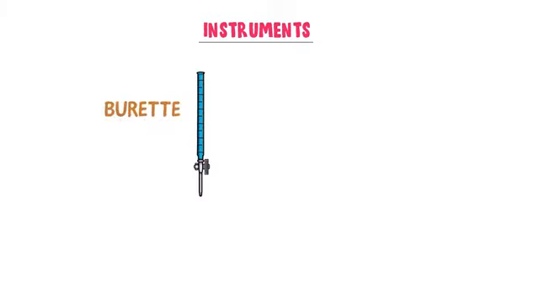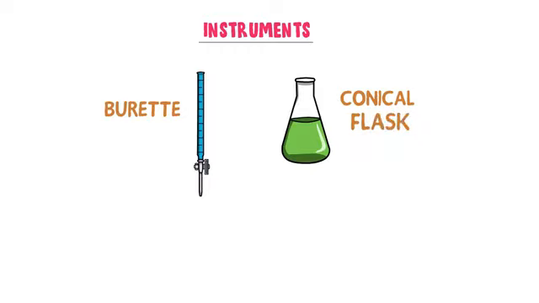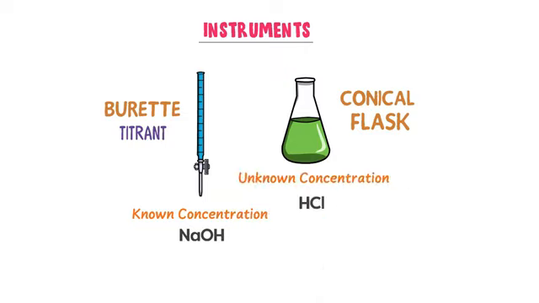Also, you should learn about the main instruments used in the titration. The primary instruments used in titration are the burette and the conical flask. In the burette, we take the solution of known concentration like sodium hydroxide, which is also known as a titrant. While in the conical flask, we take the solution of unknown concentration, which is also known as an analyte. Thus remember that we take titrant in the burette and we take analyte in the conical flask.